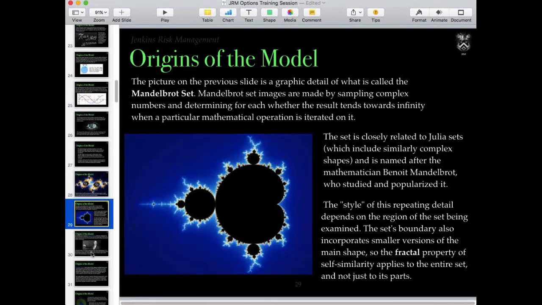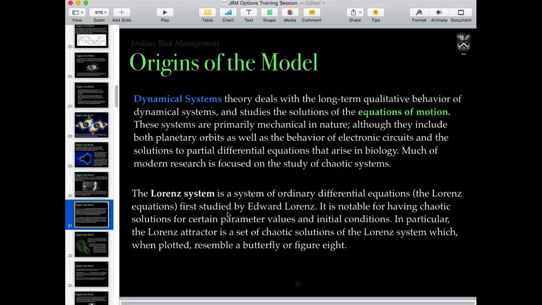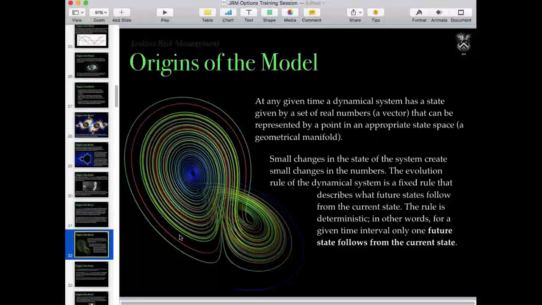So this is the gentleman I was speaking of. Here's a picture of the guy right here. And this is all about complex dynamics. But again, the key point here is that it's about time and it's fractal. So there's a self-referring process. We've studied these qualitative behaviors. In physics, it's called the equations of motion. But a lot of these same concepts, phase transitions, all show up in markets.